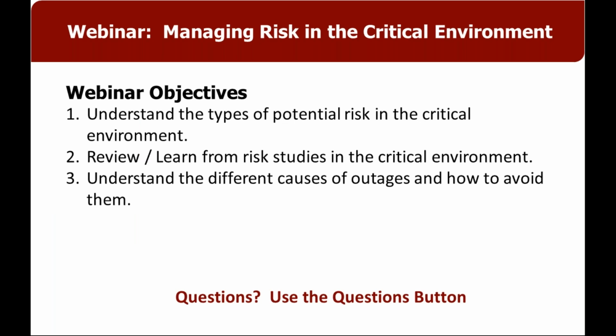So in our webinar objectives today, we're going to look at three major items. Understanding the risks and types of potential risks that may affect a critical environment. And we're going to take a look at a few case studies and some research that's been done and see what we can learn and pick up a few points from. And finally, we'll understand the different causes of outages and potentially how to avoid those.